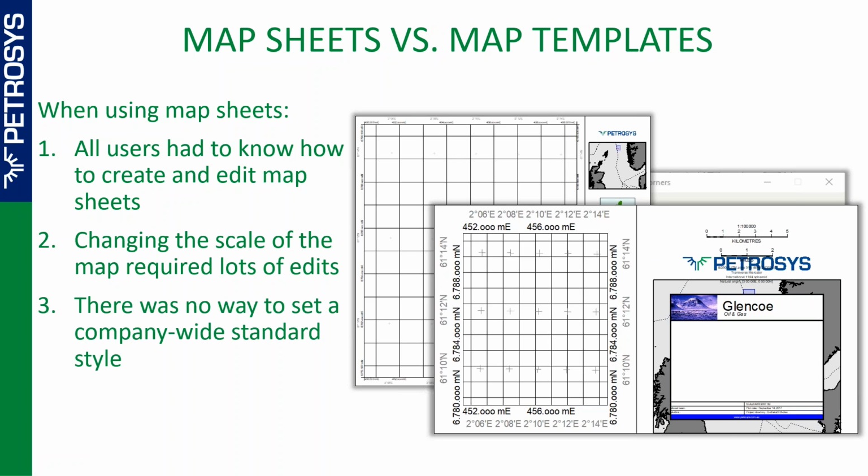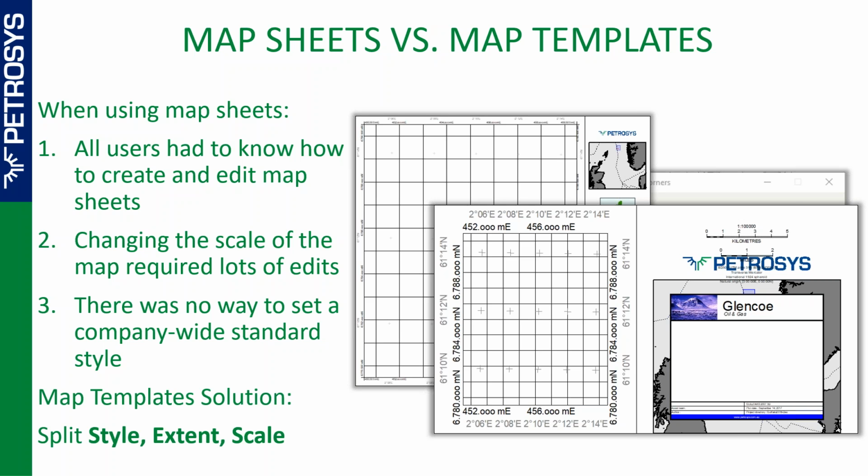Because everybody was editing these map sheets, there was no way to set a company-wide standard style. And so what we did, in our map template solution, is we split the style from the extent and from the scale. And that's really what map templates are. You have an individual style, an individual extent, and an individual scale component.